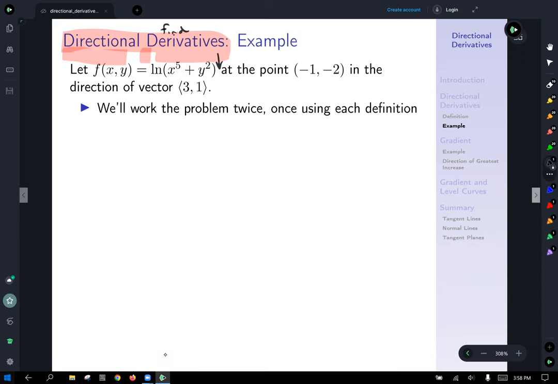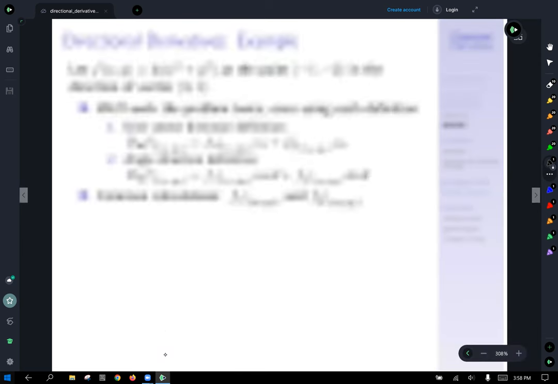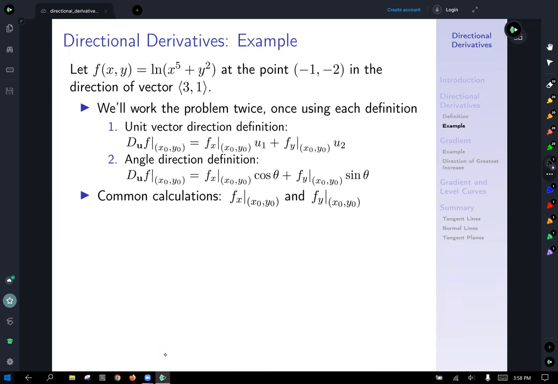We're going to work the problem twice, once involving each definition. First, we'll do the unit vector definition. Okay, so what are we going to need? There are going to be some common calculations here. We've got our unit vector definition and our angle direction definition, and the common calculations to both are these partial derivatives evaluated at our point. So let's go ahead and do those common calculations.